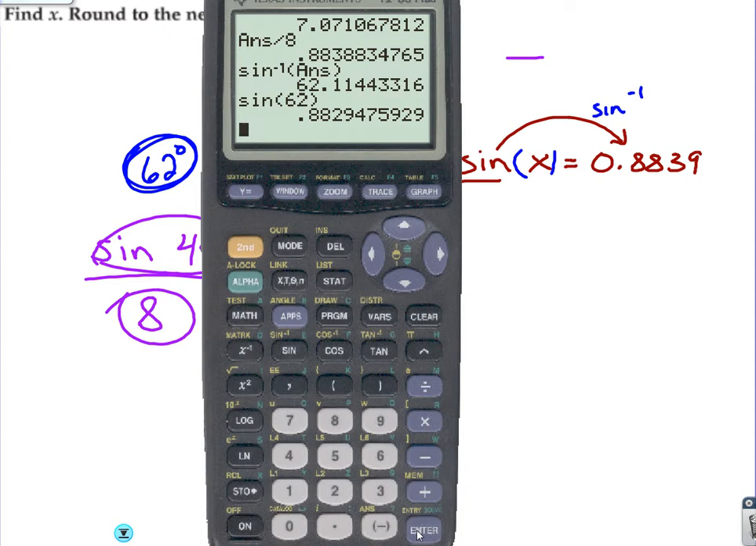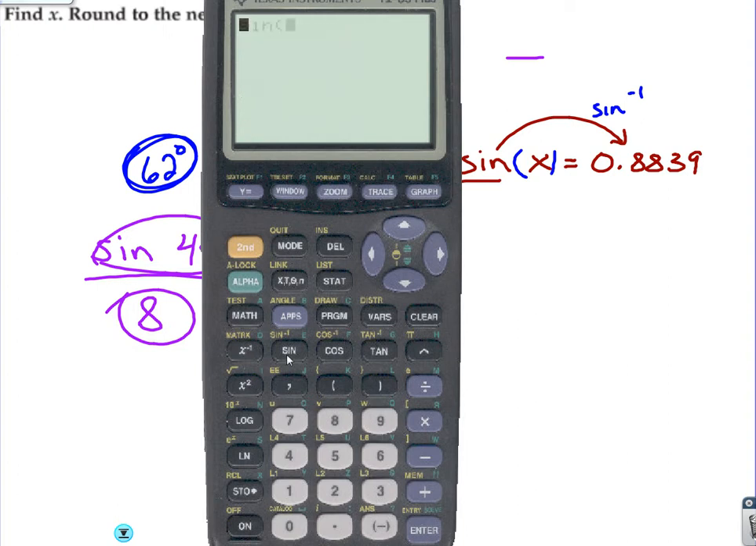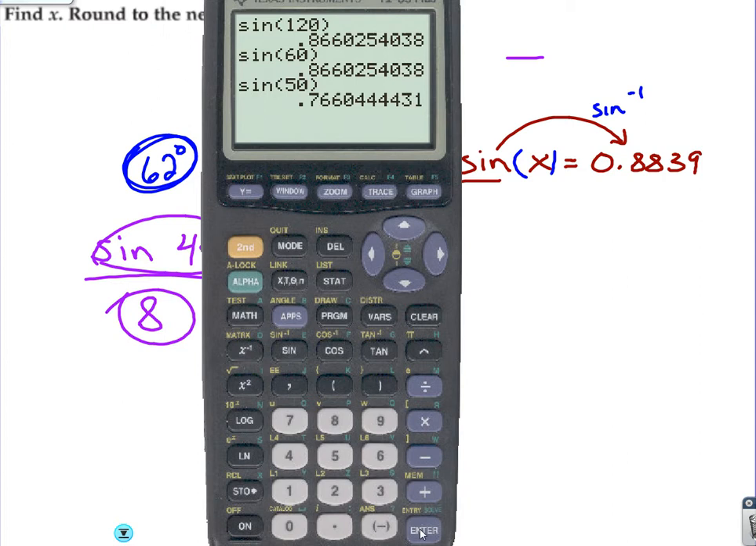But let me show you an issue I have. Look at the sine of 118. Notice something about that? They're the same thing. The sine of 62 and the sine of 118 is the same thing. Let me show you something else. The sine of 120 and the sine of 60. The sine of 50 and the sine of 130.